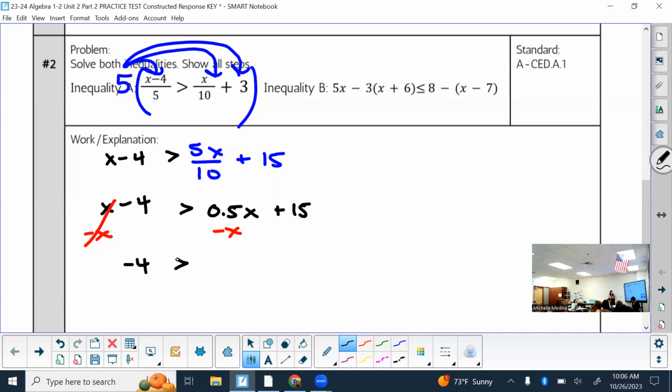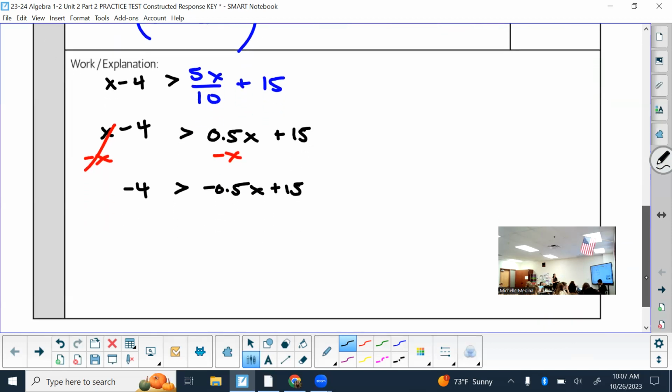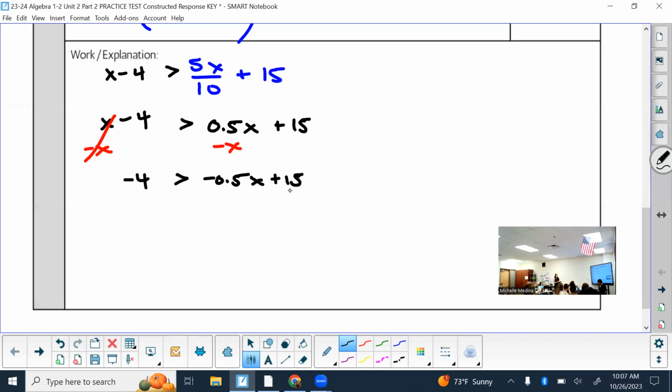So 0.5 minus 1, because that's what's in front of the x, is negative 0.5x. You get negative 0.5x plus 15. Now it's all about getting the x alone. So start with what's farther from the x. Would that be the negative 0.5 or the 15? What's physically farther from the x? The 15, because the 0.5 is right up against it. So 15's farther. How do I make that cancel?